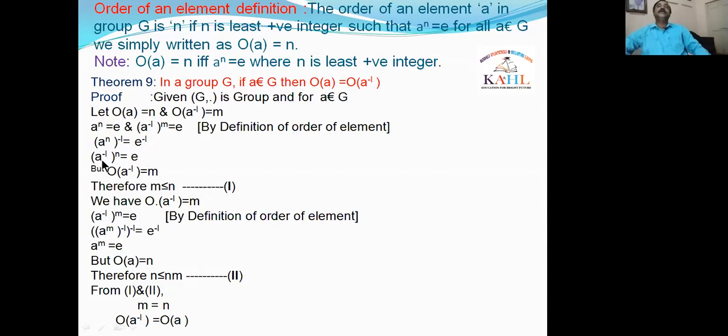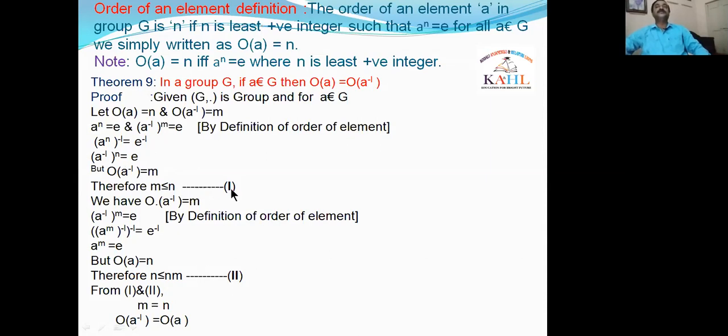Okay, right. Here a inverse whole power n is equal to e. Here also, for the element a inverse, we have a inverse whole power m is equal to e. In both cases, with the same element a inverse, a inverse power n is e and a inverse power m is e. But here order of a inverse is equal to m. That means m is the least positive integer among the a inverse powers. That means m is less than or equal to n. We take this as 1.